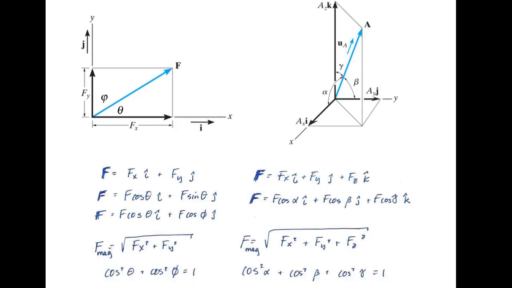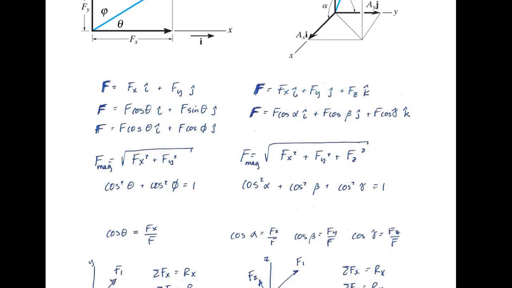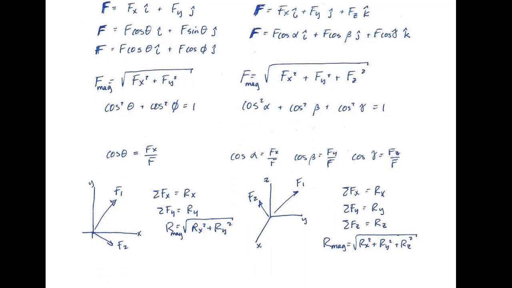We've talked about how to find the magnitude by taking the square root of the sum of the squares. And here's a trig identity, which may come in handy occasionally, where cosine squared theta plus cosine squared phi equals 1. We've also talked about how to find two-dimensional resultants, where the resultant in the x direction would be the sum of the forces in the x direction, and the resultant in the y direction would be the sum of the forces in the y direction.